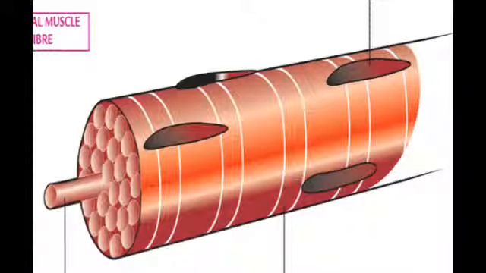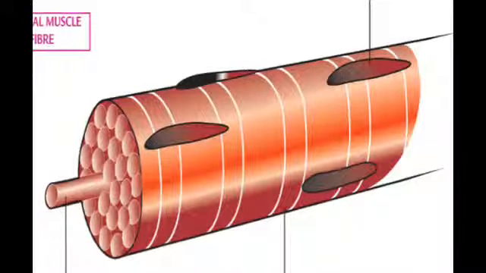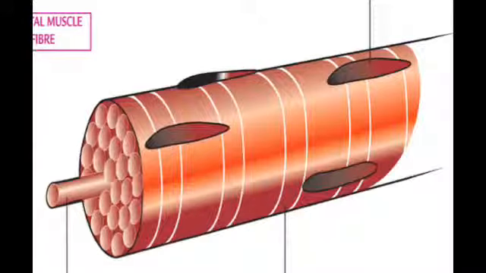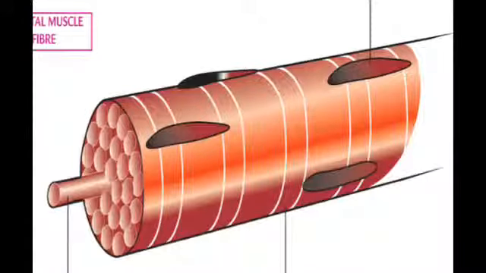Now, your cardiac muscle tissue, this type of muscle tissue forms most of the heart. It's striated and its movement is involuntary.